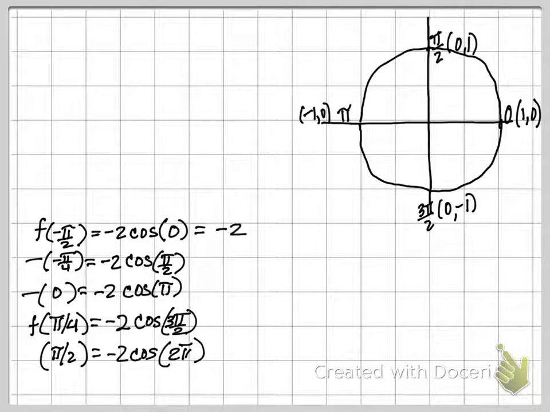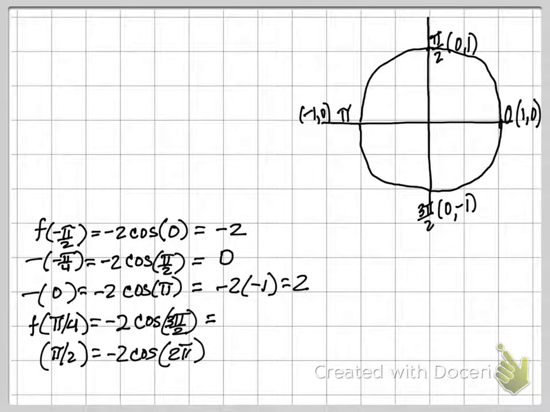So this is negative 2 times 1. The cosine of pi over 2, I go here to pi over 2, and I take the x-coordinate, which is 0. So the cosine of pi over 2 is 0, and negative 2 times 0 is 0. And then cosine of pi, I'm going here, and the x-coordinate is negative 1. So that is negative 2 times negative 1, which is positive 2.